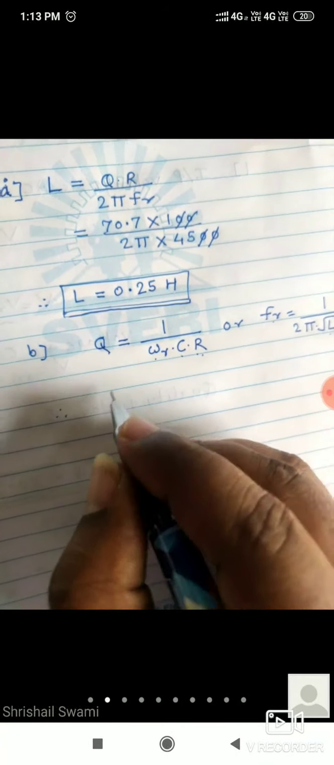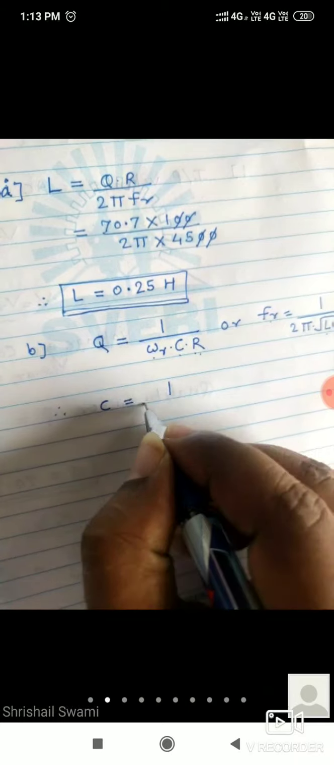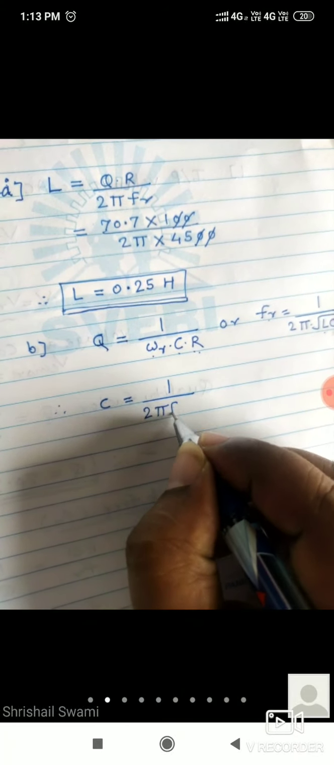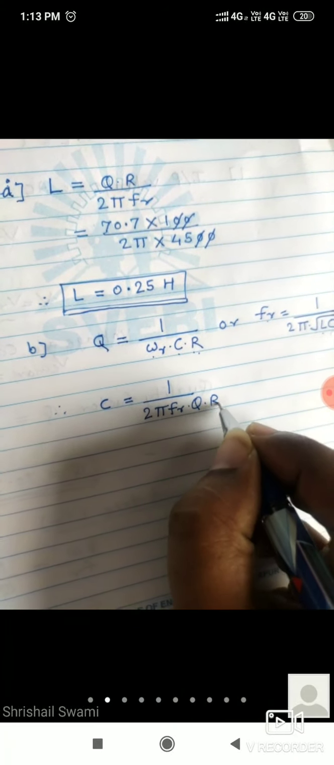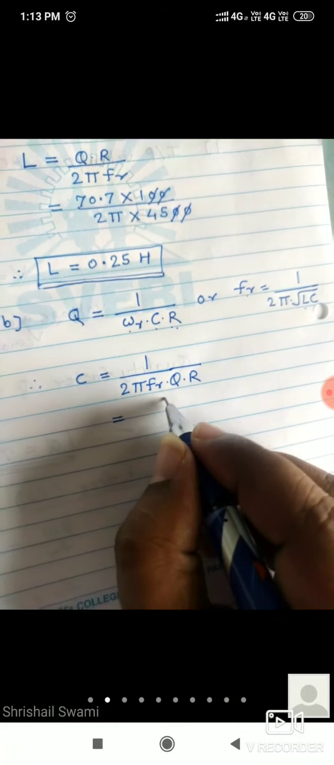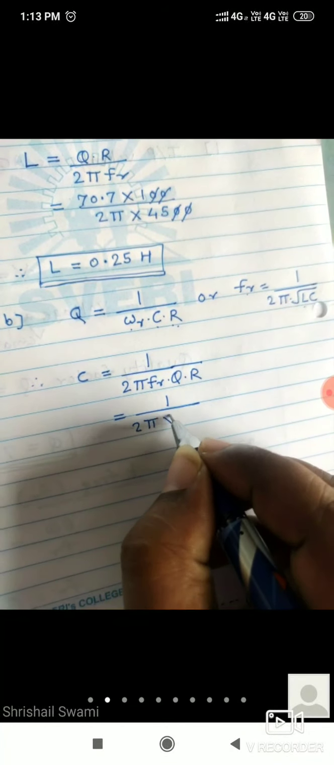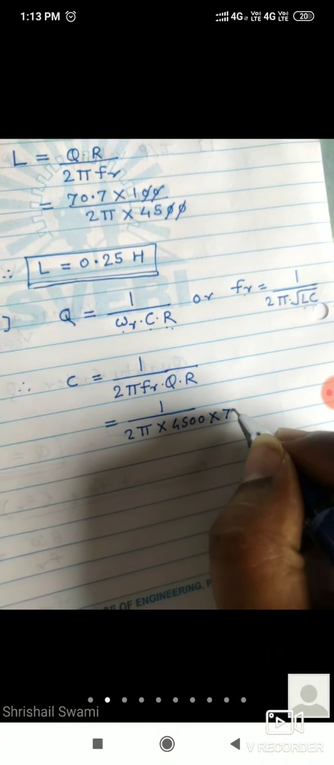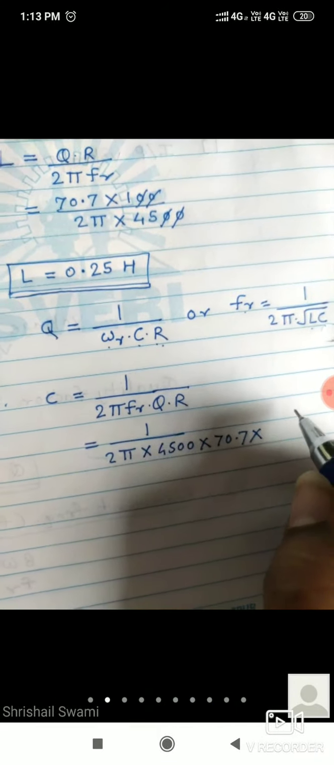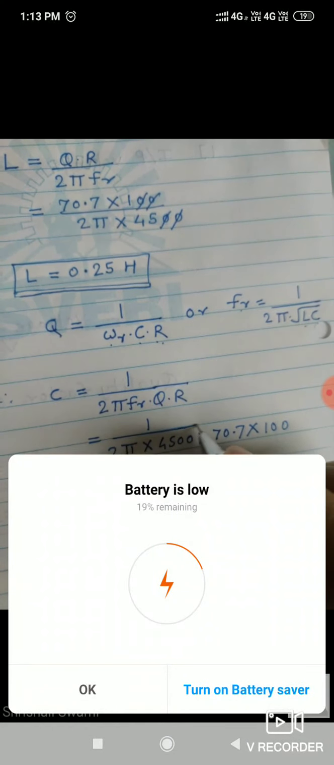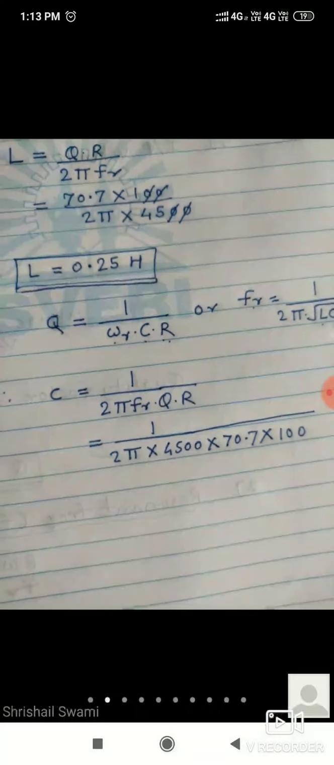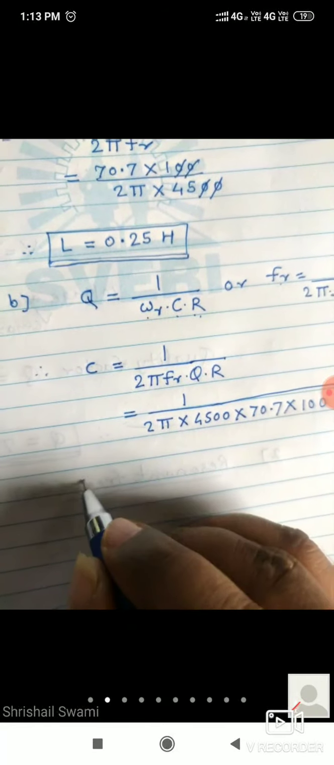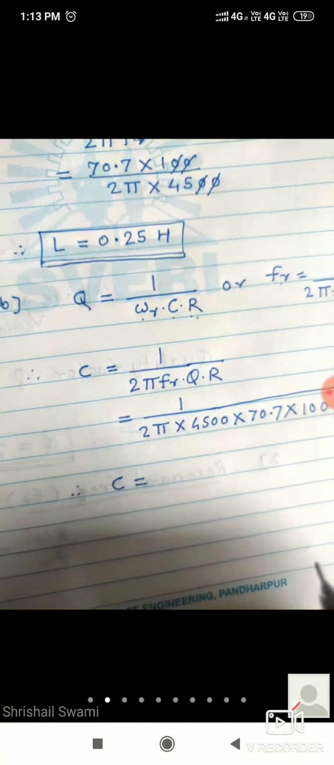Find out any value. Suppose you are using this one, then C is equal to 1 upon 2 pi FR into Q into R. So that is 1 upon 2 pi, FR is 4500, quality factor is 70.7, into R is 100. So find out the capacitor value. C is equal to, how much did you get?